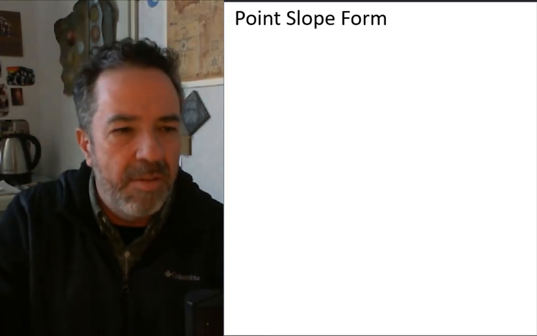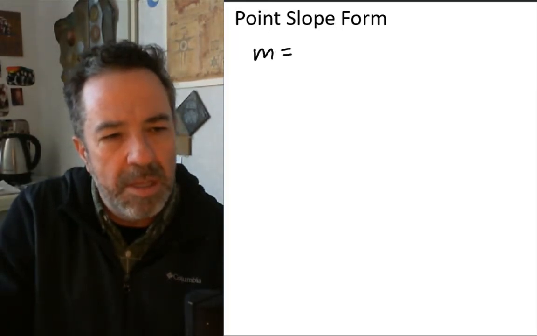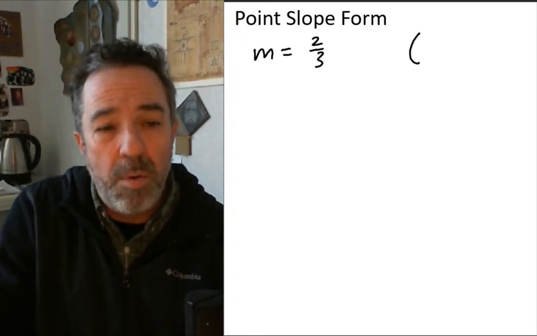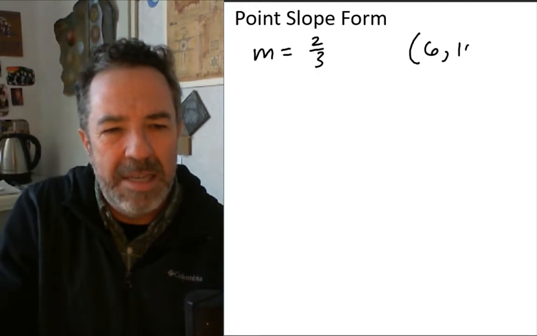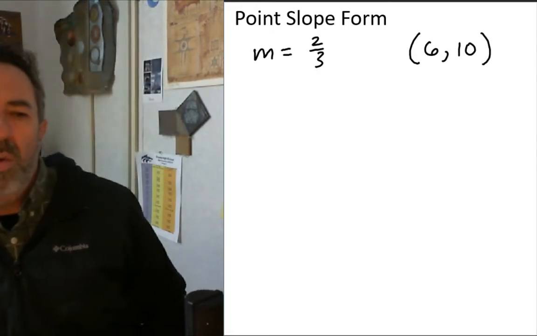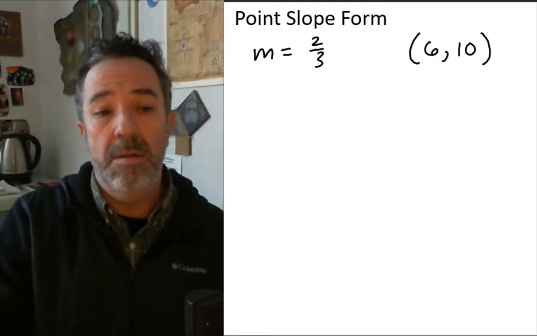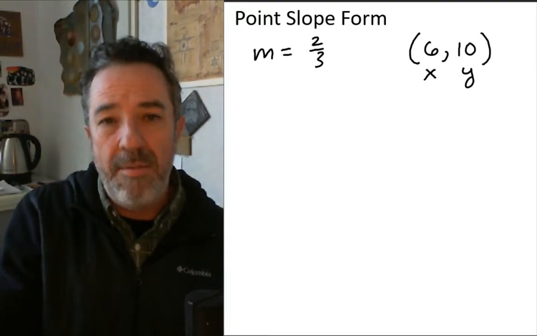So just a quick example. Let's say that we have a slope. I'll say our slope, and I'll use m for it, is 2/3. And let's say that we also have this point. We're going to say we have the point (6, 10). Okay, so we know a point and we know the slope. Our point contains both an x value and a y value.